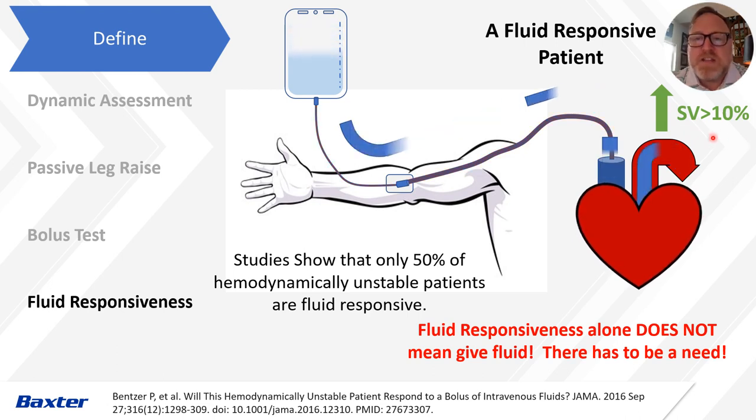So obviously with this patient, fluid responsiveness is defined as any patient with over 10% growth in stroke volume or stroke volume index from baseline. And that's what we want to see. Remember, the only reason to give fluid is to increase stroke volume. And that's what we're seeing here with this fluid responsive patient, right? Fluid responsiveness alone, this is in red, does not mean give fluid. There has to be a need, right?